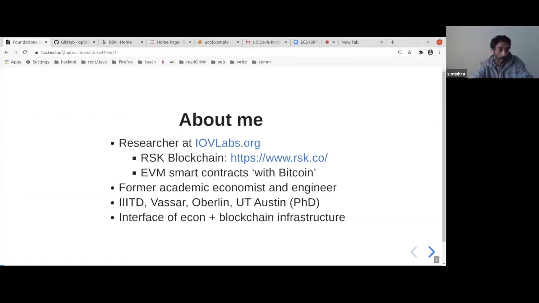In short, what RSK tries to do is allow people to run Ethereum-type smart contracts, but using Bitcoin. That may not make a whole lot of sense to those of you who are just getting started in this field. So let's carry on with the agenda for today, which is to talk about some basics of Bitcoin.